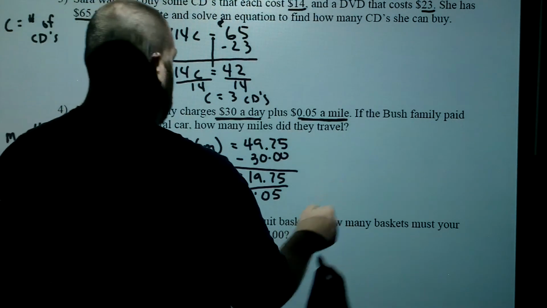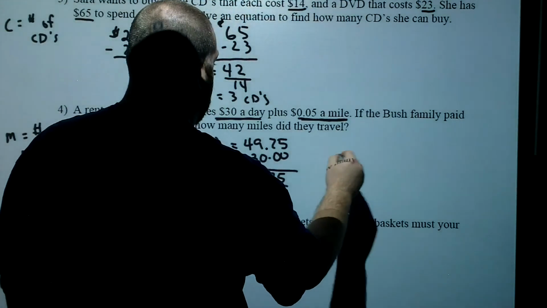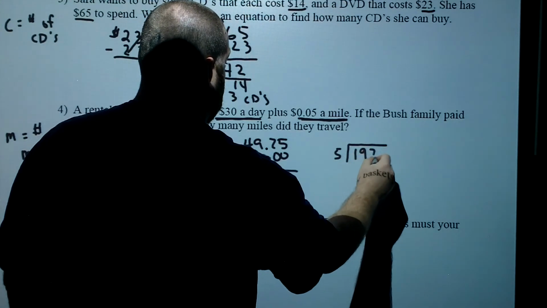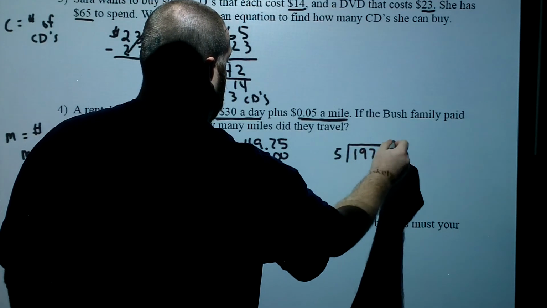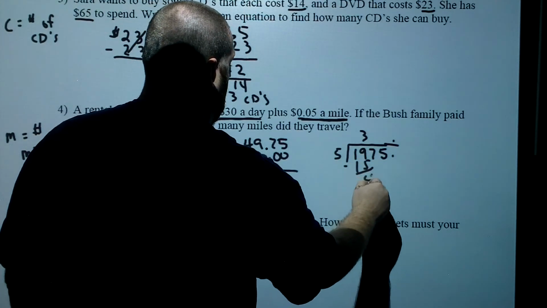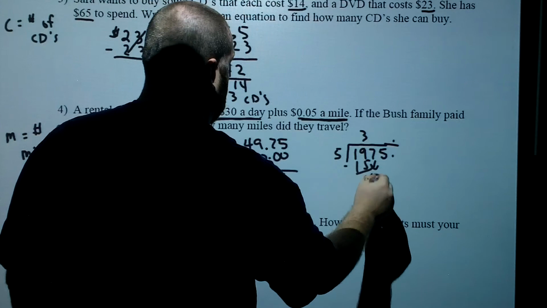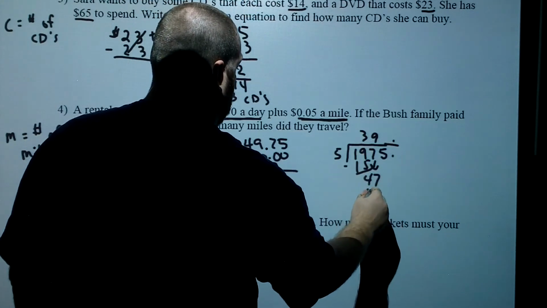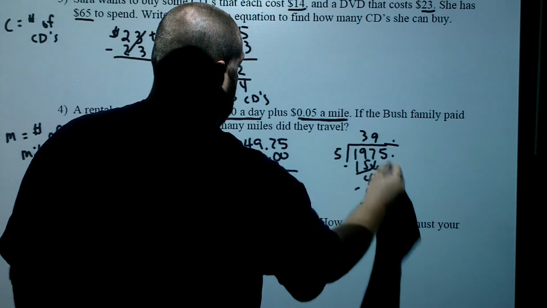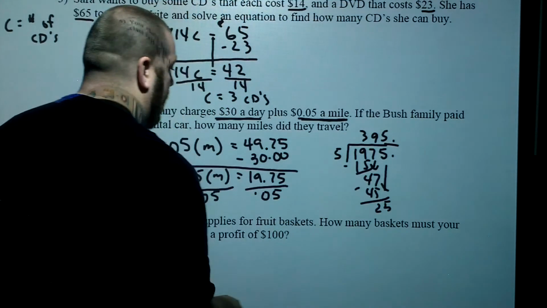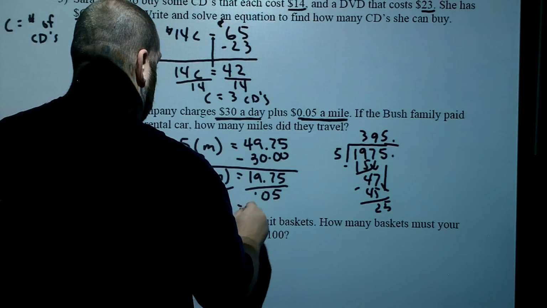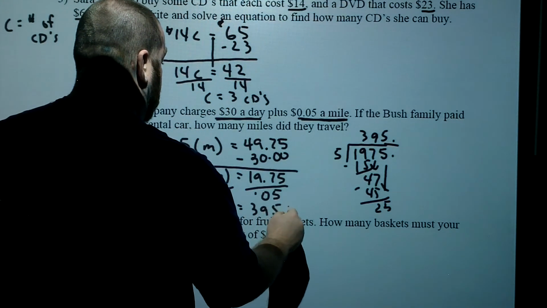So 1975, I'm going to move the decimal over twice. So 5 divided into 1975. That's 315. Now again, you'll have your calculator to help you with this. 395. So M equals 395 miles total.